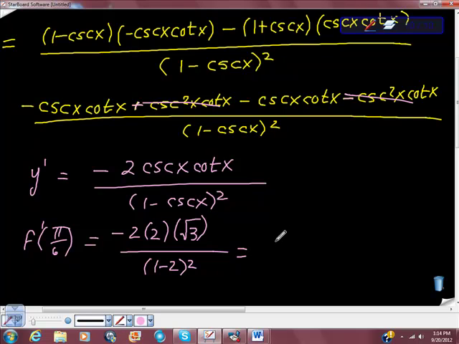So our final answer, negative 2 times 2 is negative 4 square roots of 3. Because look at this for a second. We have 1 minus 2 at the bottom is negative 1, but negative 1 squared is still 1. So that's our final answer.